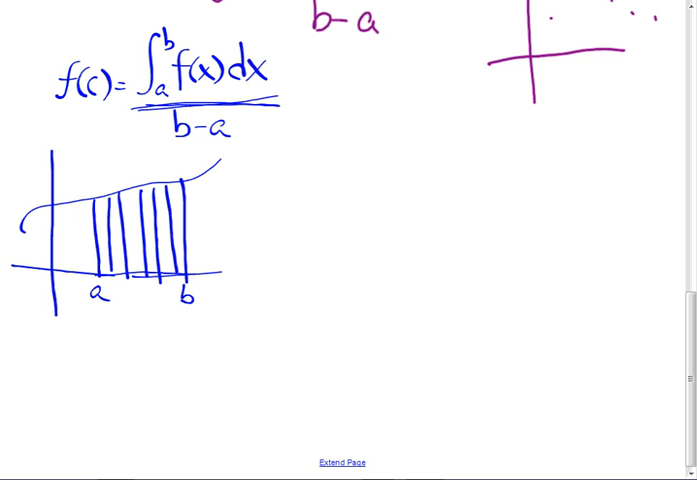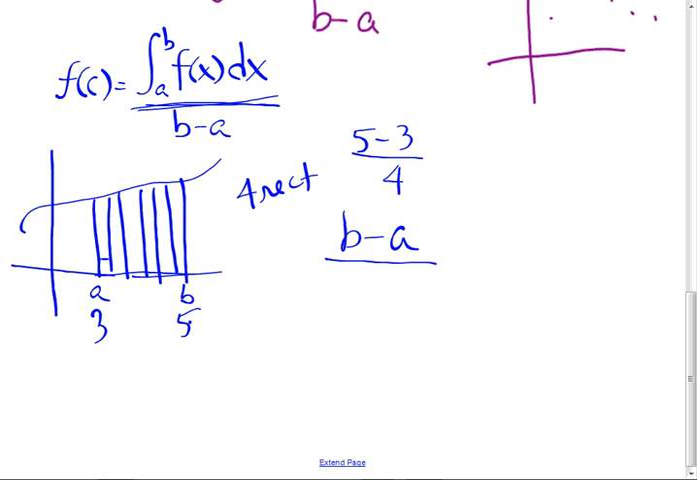How big is the base for each one of these, assuming we do them all the same? Well, if this is 3 and this is 5, and I want to divide it into 4 rectangles, what would you do? It's 0.5. Why? Because you took 5 minus 3 and you divided by 4. Well, now let's go back to the abstract. It's going to be 5 minus 3. Well, that's just b minus a. And we're going to divide by an unknown number of rectangles, call it n. That's the value of the base.